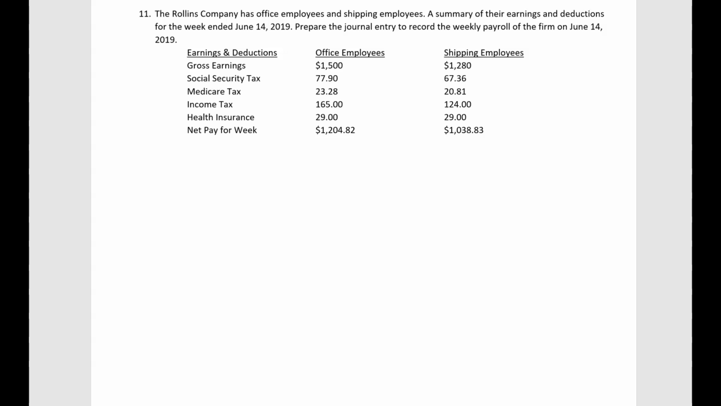Okay. There are 2 journal entries that go along with this. The first one is to record all of these expenses and how much we owe the employees. The second one is to actually pay them.